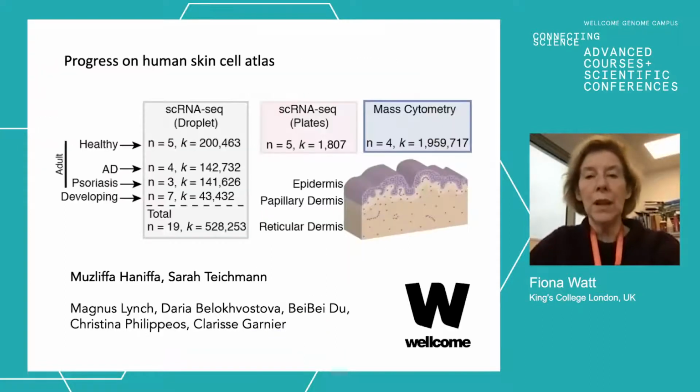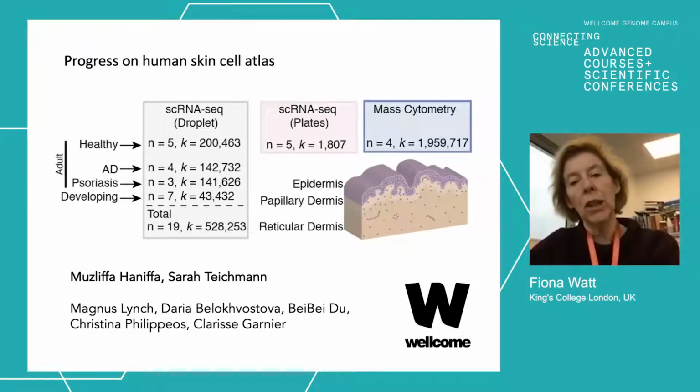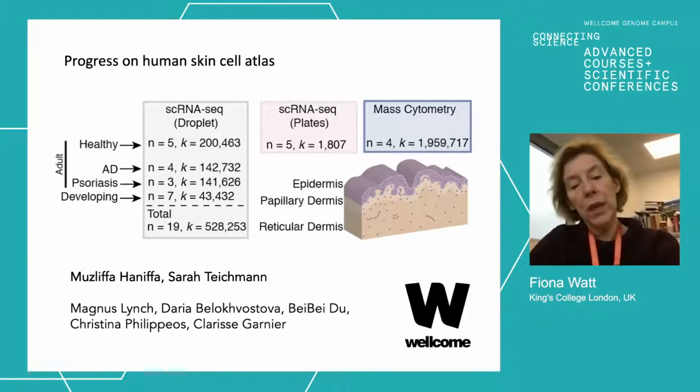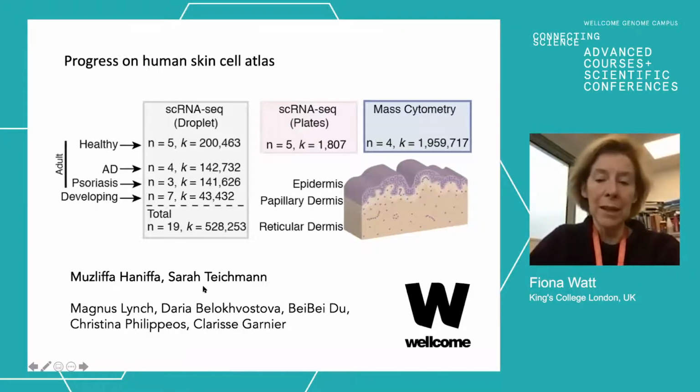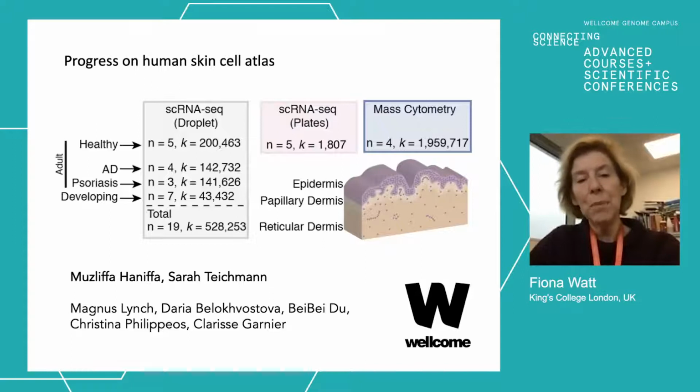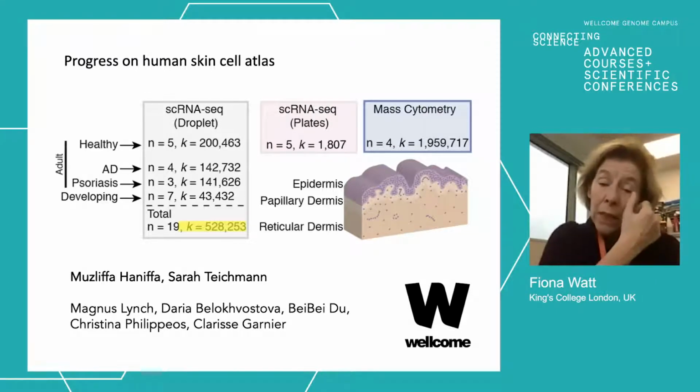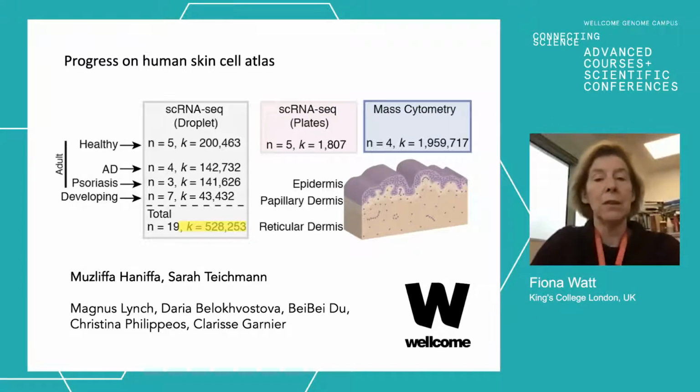But if we fast forward now to the present, this is the Skin Cell Atlas collaboration, which is led by Sarah Teichmann at the Sanger Institute and Muzlifah Haniffa from Newcastle. And the team at King's, which is participating in this really interesting collaboration, is led by Magnus Lynch. So if you think about the number of cells that Kim and I were working with back in 2006, you can see that in this slide, through Muz's efforts, the number of cells that we're looking at has passed 500,000. And I think, in fact, now we're up at nearer 600,000.